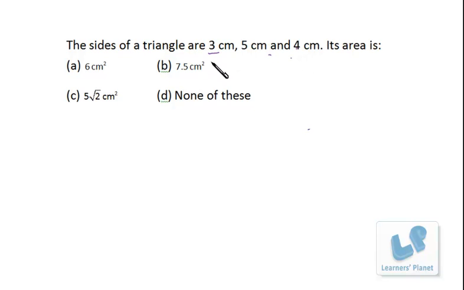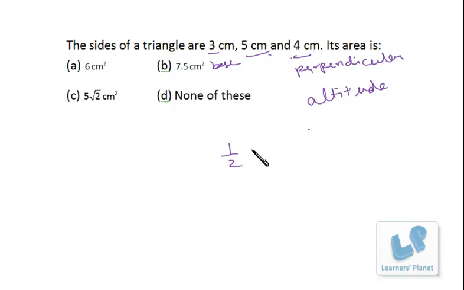Okay, this will be base, this will be perpendicular, or we can say altitude, and this is hypotenuse. Okay, but we don't require it, we require only base and altitude. Now what is the formula for area? That is half base into altitude. Okay, so it's 6 centimeter square.